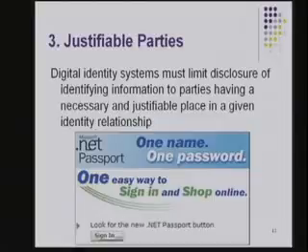The third condition, justifiable parties. Digital identity systems must limit disclosure of identifying information to parties having necessary and justifiable place in an identity relationship. This is a very important point and is well taken by Microsoft as they put the example of .NET Passport. One of the main reasons why .NET Passport did not work is that the users didn't like to go through Microsoft for any and every website that they visit.